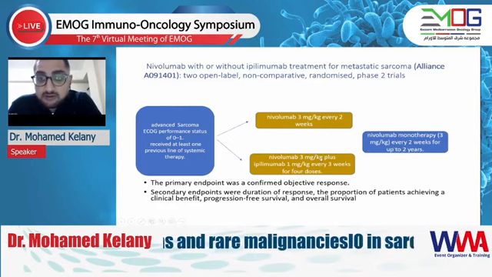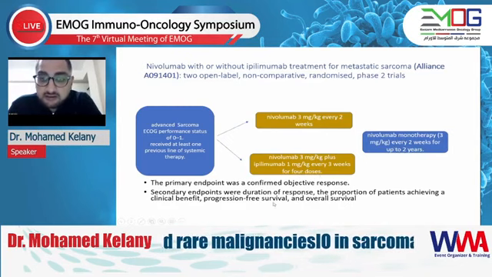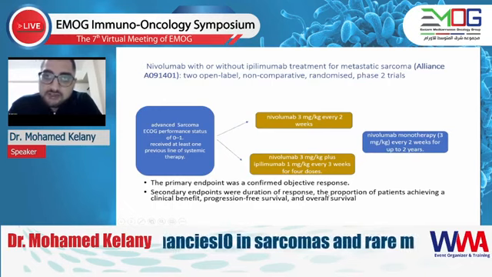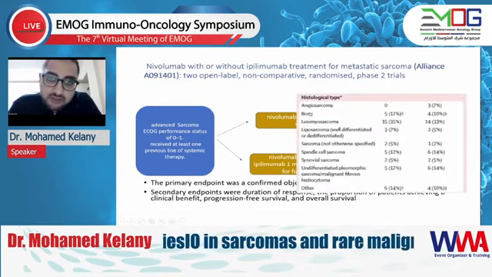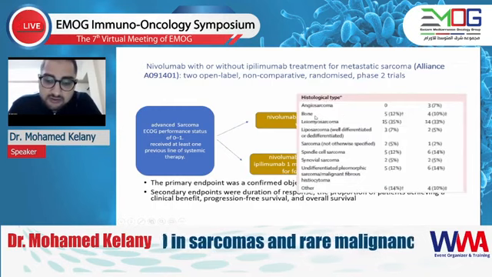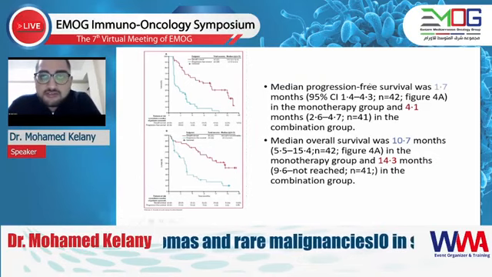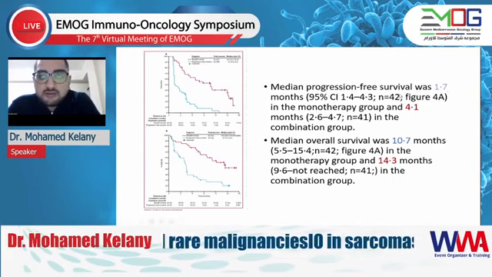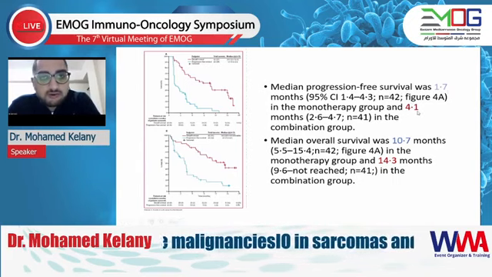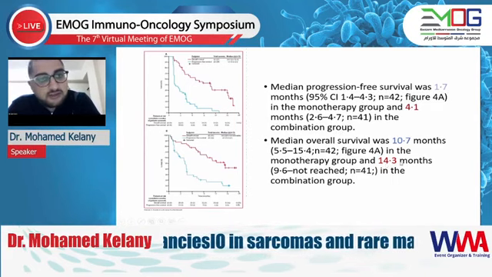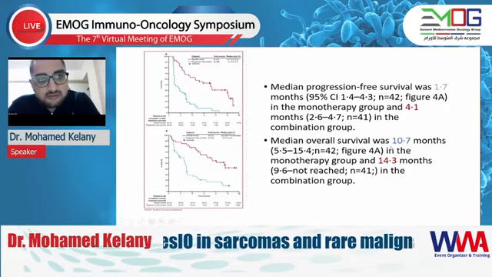The primary endpoint was the objective response rate, and the secondary endpoints were duration of response, progression-free survival, and overall survival. The patient characteristics also included bone sarcoma subtypes. The median progression-free survival was 1.7 months in the mono arm in comparison to 4.1 in the combo arm. And again, the combo arm was better for overall survival, 14.3 months versus 10.7 in the mono arm.